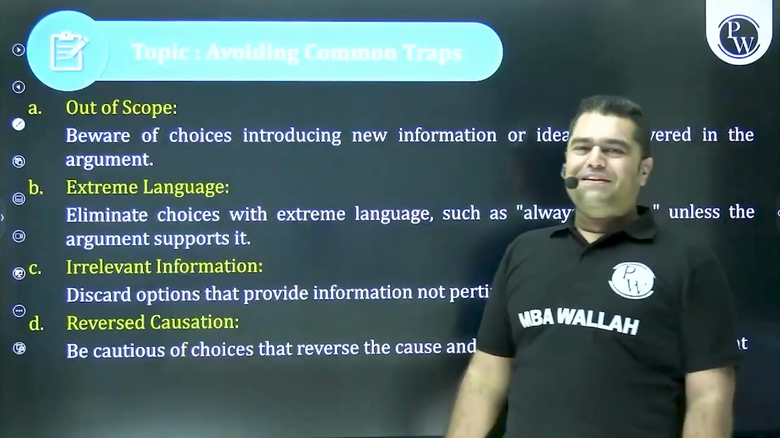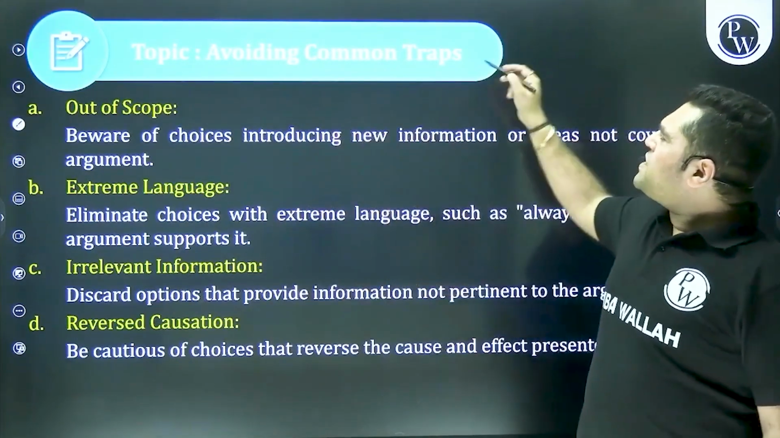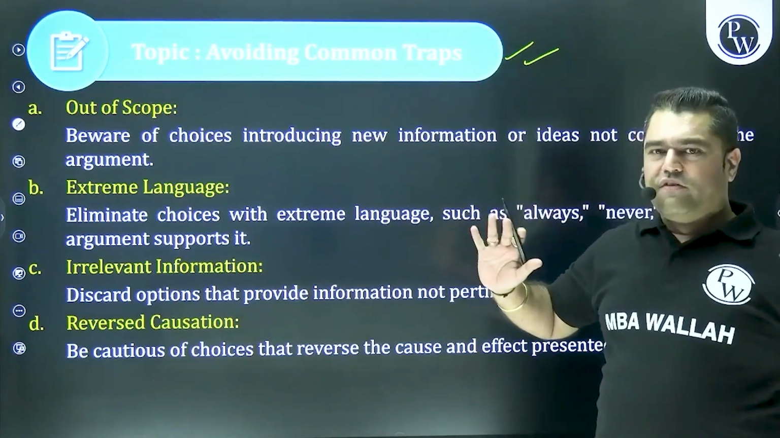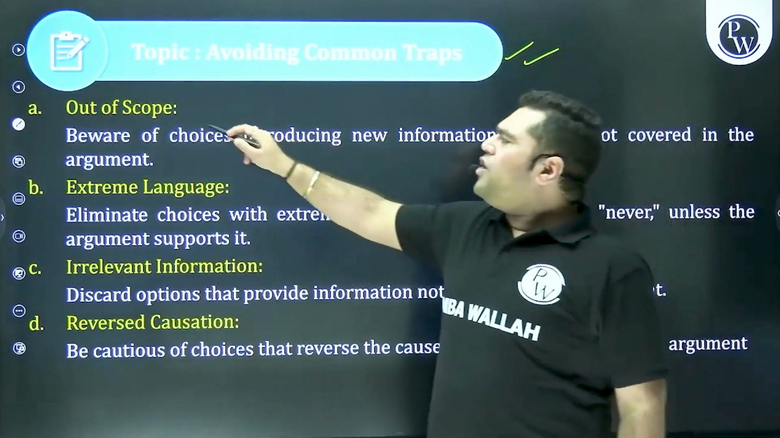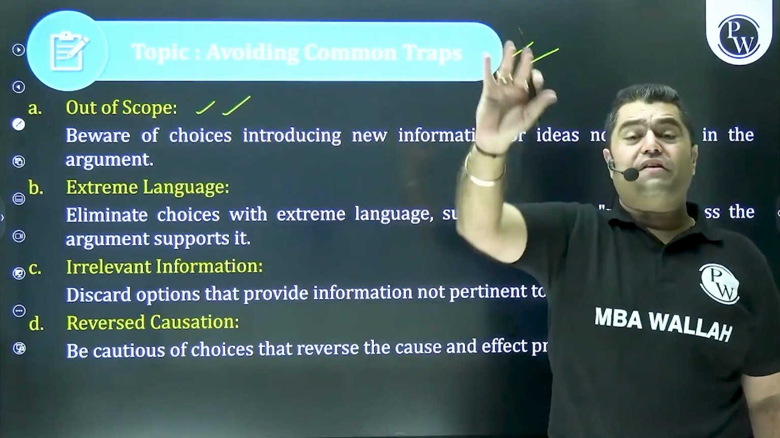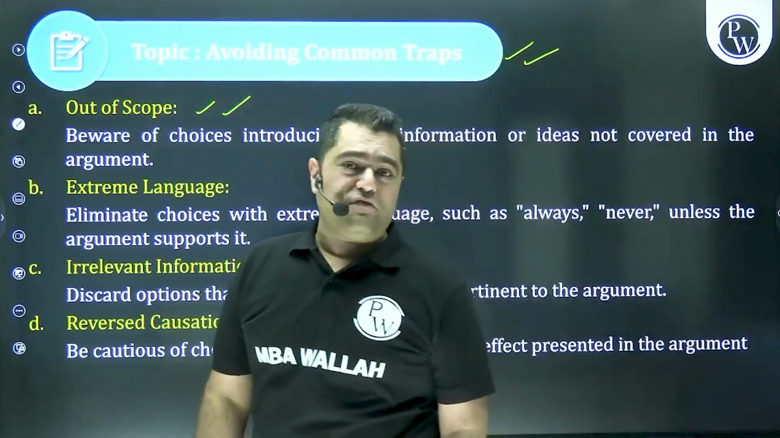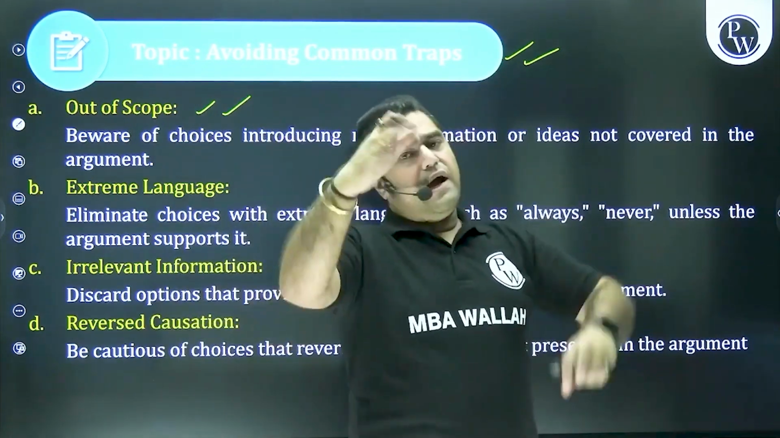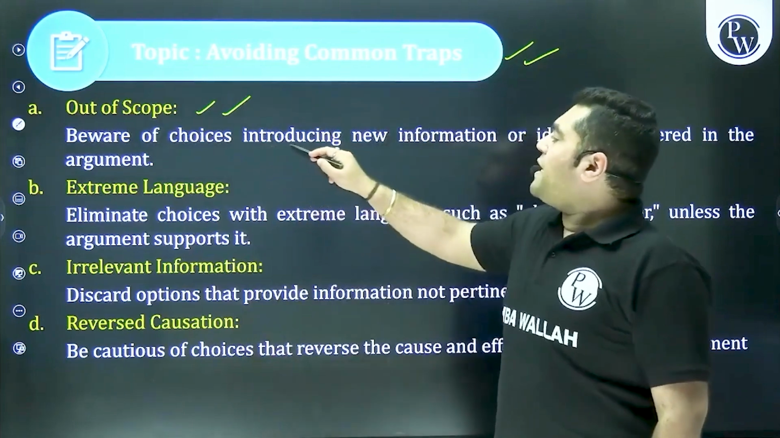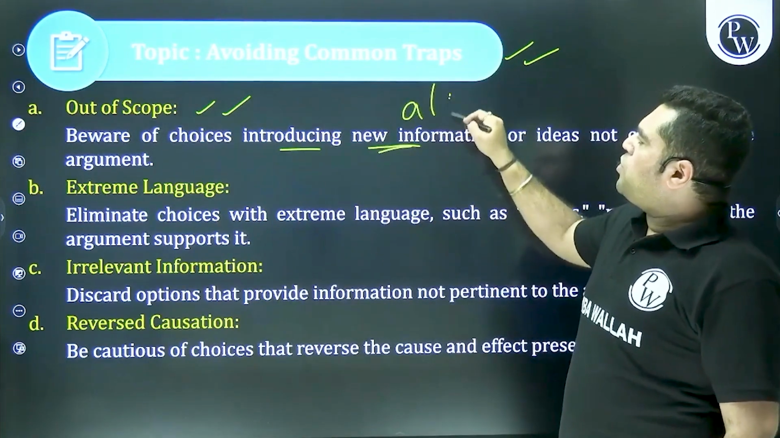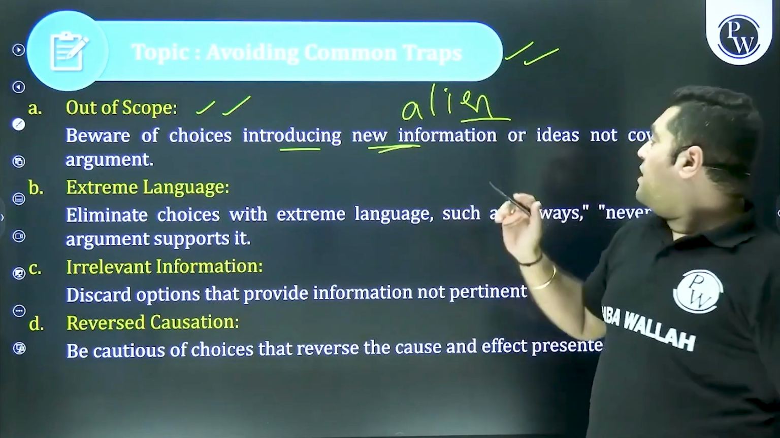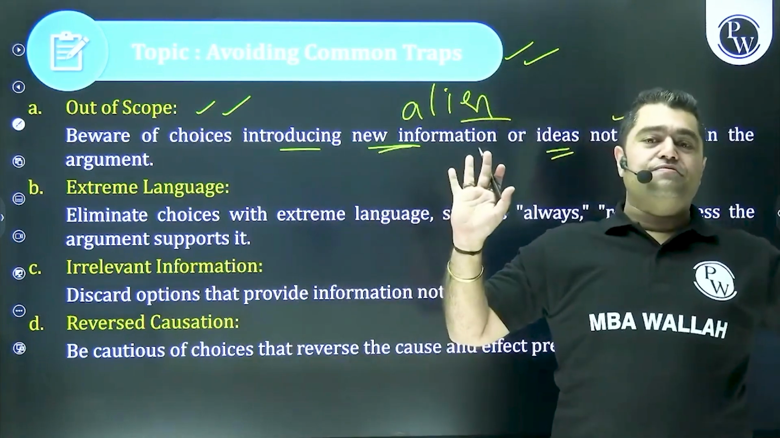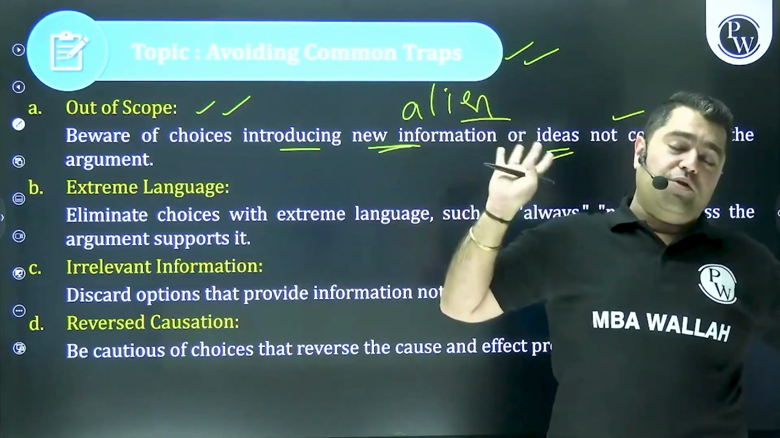Chaliye people, next. Which are the common traps? I'm just giving you some general overview today. Then of course we'll start solving. Any option that is out of scope, reject straight away. Remember that example of India and the positive data point? I told you something that talks about China, Sri Lanka or Africa is out of scope. Any choices introducing new information, I like to call these options alien. Ideas not covered in the argument are definitely rejected, because they bring something new. They are not value adding to my argument.